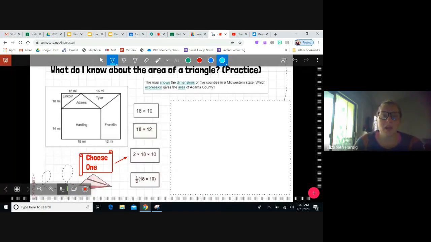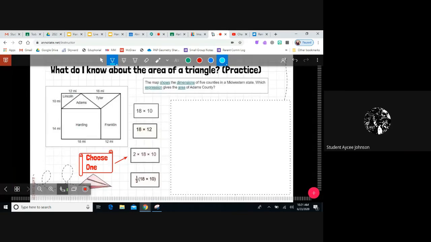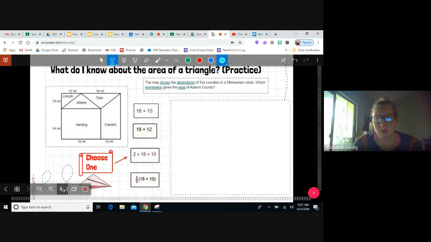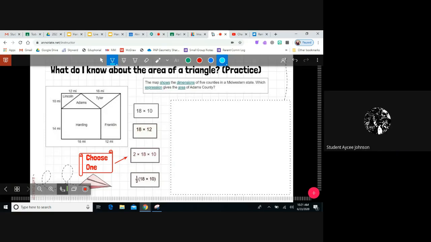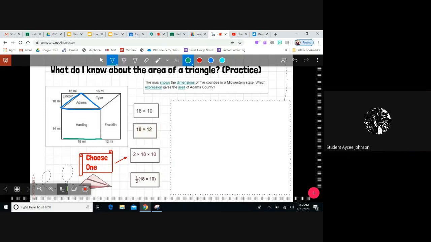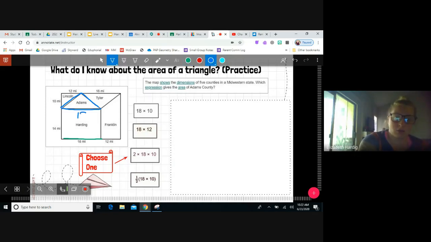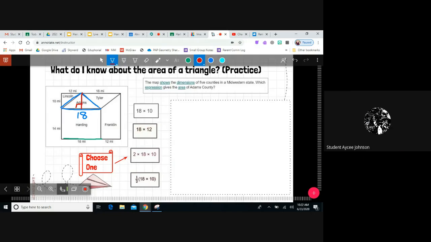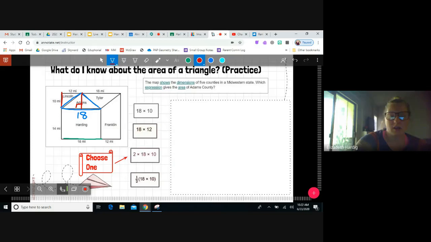So what do I know about the area of this triangle? This map shows the dimensions of 5 counties in the Midwestern states. Which expression gives the area of Adams County? Adams County is right here. Well, I know that this is 18 right here. And if that's 18, then this distance of Adams is also 18. So now I just need to find this distance that makes the right angle. I see that that is the same distance as over here. So my height is 10.